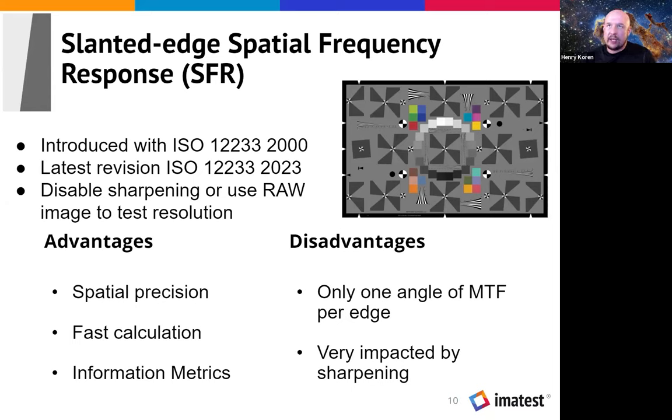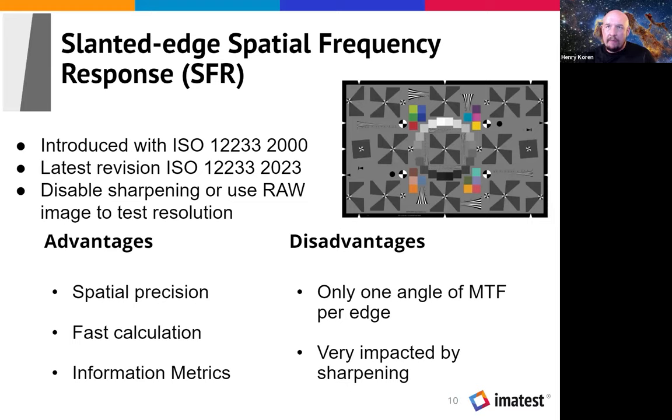The disadvantage is that for each edge, you're only looking at one angle of MTF. That might be sagittal to the field. It might be tangential or some sort of combination of sagittal and tangential. So really, if you want to look at your best and worst performance, you should look at both sagittal and tangential edges. And that's why this standard was recently revised last year.